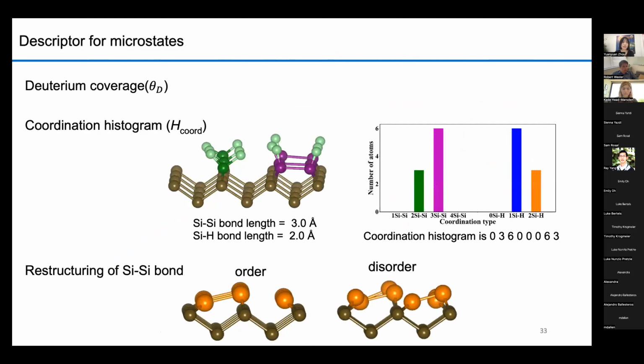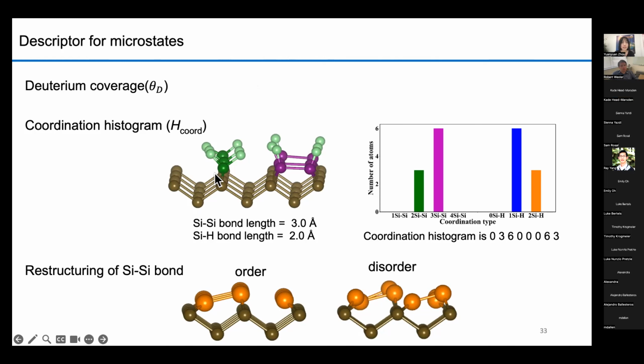In order to get insightful information about how the structure looks for the microstates, we further define two more descriptors. One is the coordination histogram, the other is the restructuring of silicon bonds.